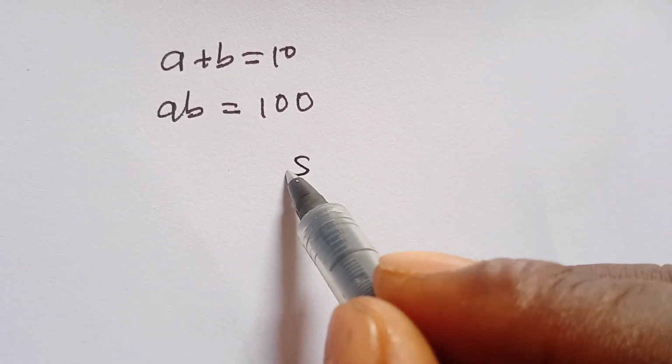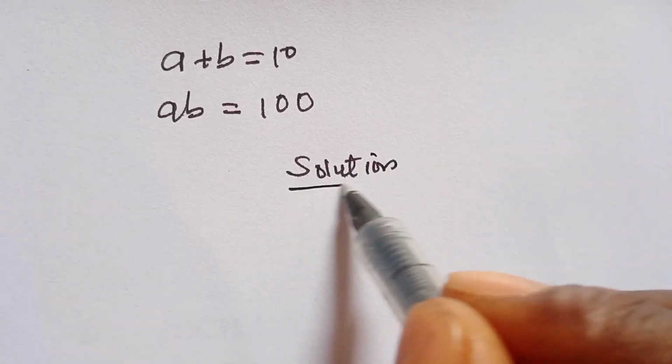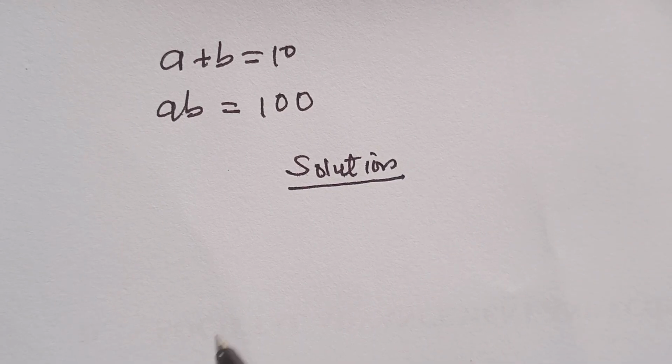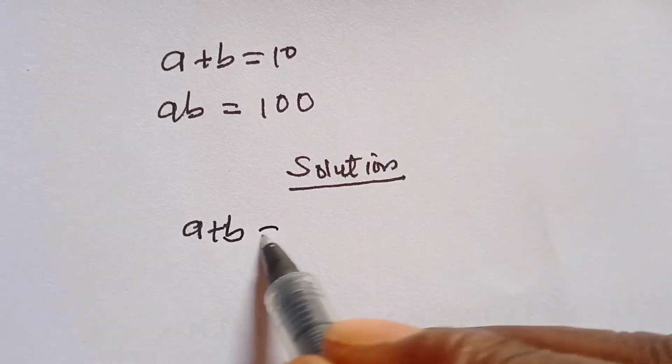Today we have this challenge. We have a plus b equal to 10, ab equal to 100. We are asked to find the value of a and b. Let's get started. We have a plus b equal to 10.